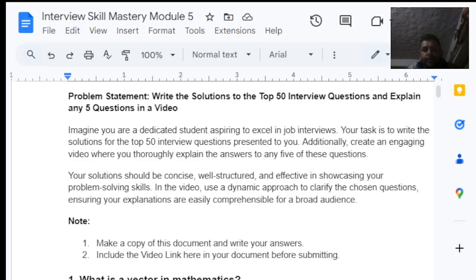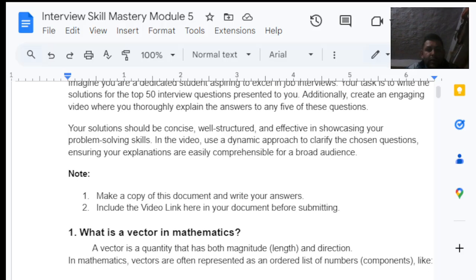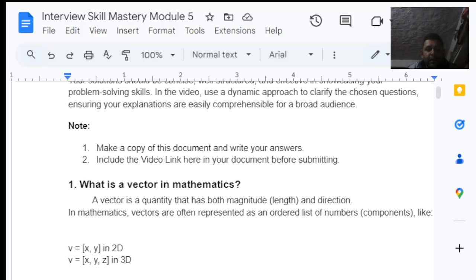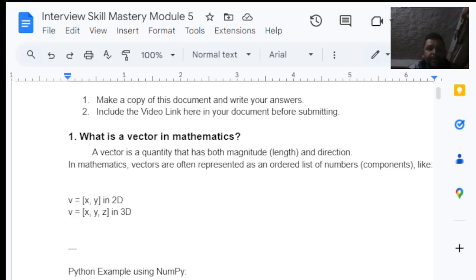Like v equals to x, y in 2D. This is the 2D array. If v equals to x and y in 2D and v equals to x, y, z in 3D. So 2D, 2 dimension and 3 dimension. So Python example using NumPy.